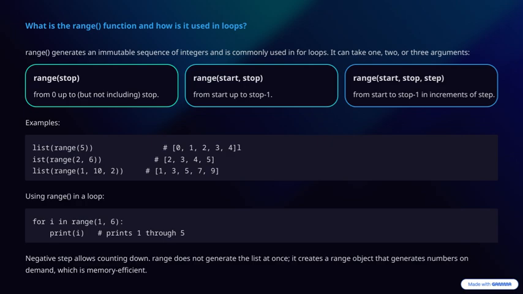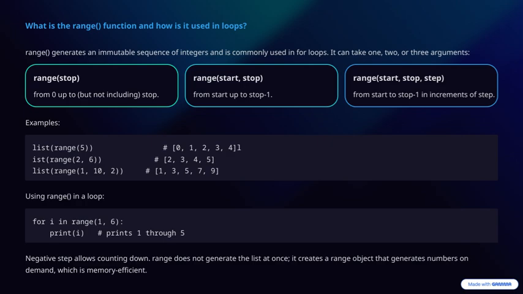You can create a list from range by wrapping it in list, like list(range(5)), which gives you 0, 1, 2, 3, 4, or list(range(2, 6)), which gives you 2, 3, 4, 5. You can also specify a step, like in list(range(1, 10, 2)), which produces 1, 3, 5, 7, 9. So to sum up, range is a versatile function that generates an immutable sequence of integers. It's commonly used in for loops because it allows you to control the start, stop, and step values easily.